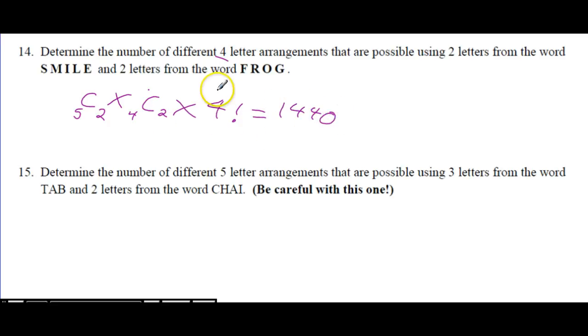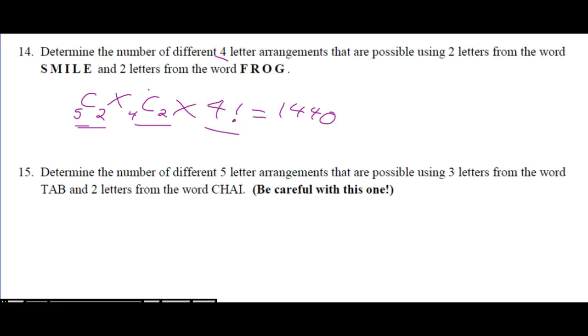And that will be equal to 1440. So we do want a permutation, that's the 4 factorial, but we have to choose these letters first before we can arrange them. So 5C2, take 2 letters without arranging them, and 4C2, take 2 letters without arranging them, and then arrange the 4 letters.